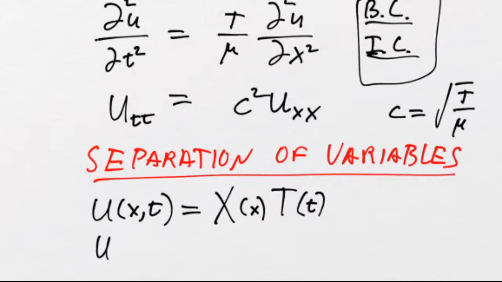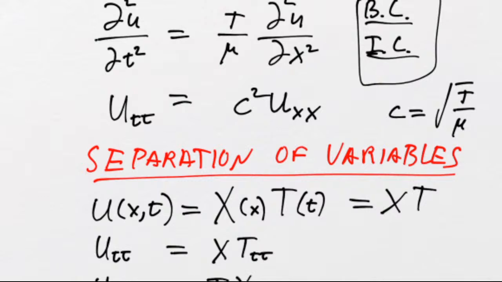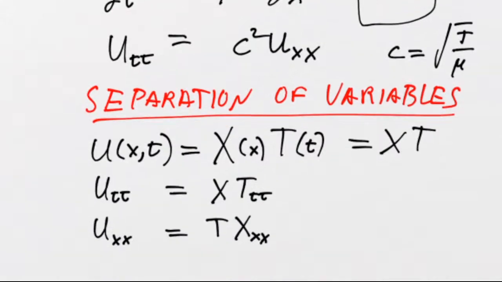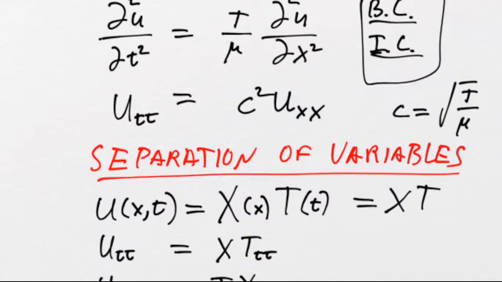And if we do that, the second derivative of u with respect to t, by the product rule, you don't even need the product rule. I'm going to write this as XT. X is only a function of x, T is only a function of t. We don't need to carry these parentheses along with us. So this is going to be X times the second derivative of T with respect to t, and then u sub xx is going to be T times the second derivative of X with respect to x, right? And when I do that, then I can substitute this into the actual wave equation.